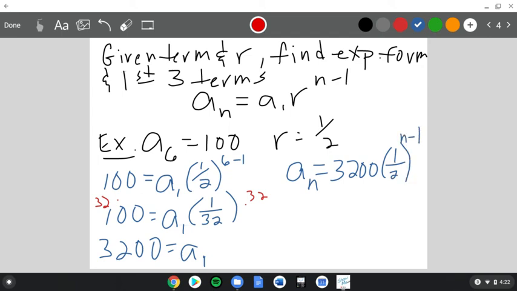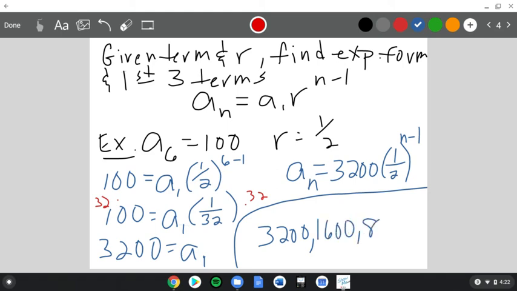That's the explicit formula. And then if we want the first 3 terms, we know that the first term is 3200. And then r is what you multiply by each time. So if we multiply by 1/2, the next term is 1600. Multiply by 1/2 again, the third term would be 800. So there's the first 3 terms. Let's try another one.